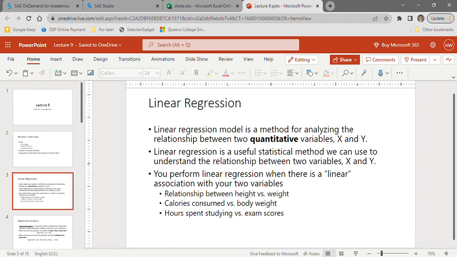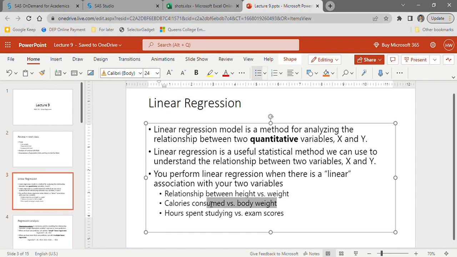As height goes up, weight should go up, and that's a linear relationship right here, right? So you perform a linear regression when there is a linear association with your two variables. So we had just said height and weight. Here's another one: calories consumed versus body weight, right? If somebody were to eat an 800 calorie diet, you would expect them to weigh less than someone who ate an 8,000 calorie diet. Am I right?